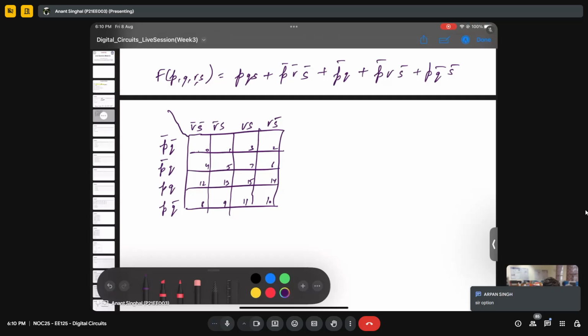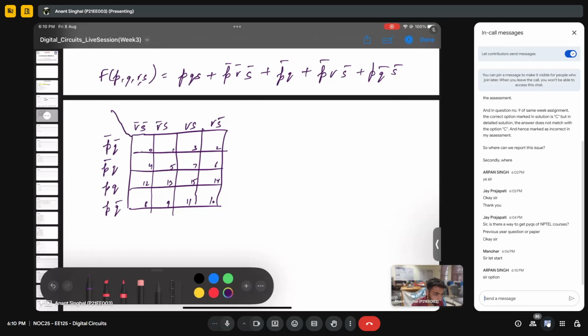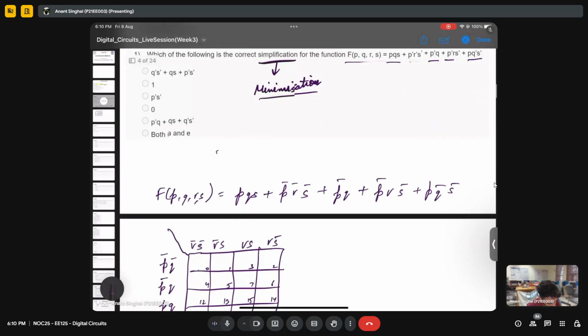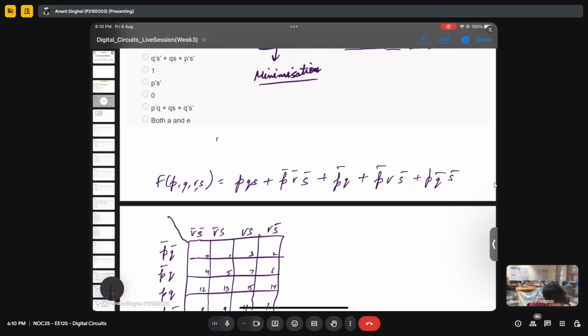Oh, you want to see the option? Okay, yeah, let me show you. Yeah, this is fine. Sir, can we write PQ on top and RS down?